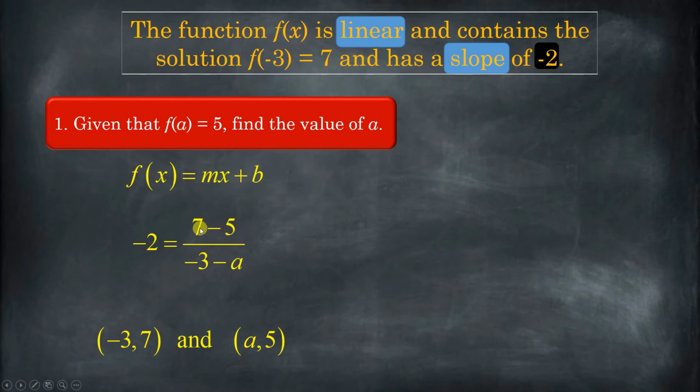This is 2, 7 minus 5, famously known as 2, right? This is 2 divided by negative 3 minus a. So the opposite of division is multiplication. So we're going to multiply both sides by negative 3 minus a.